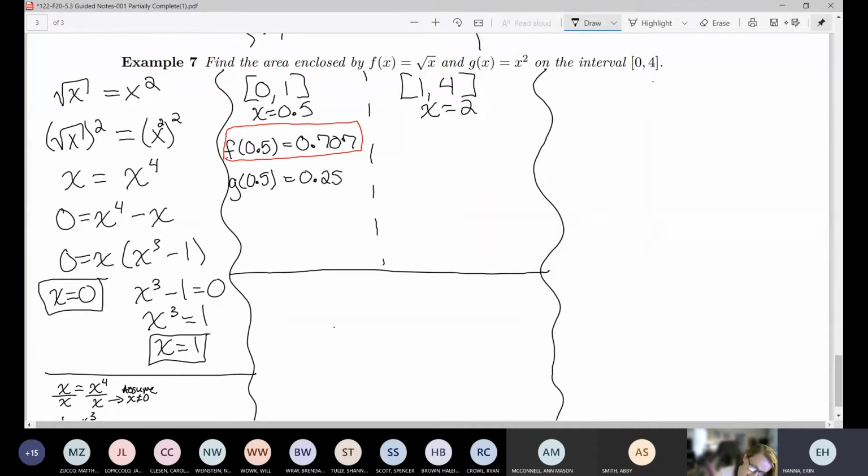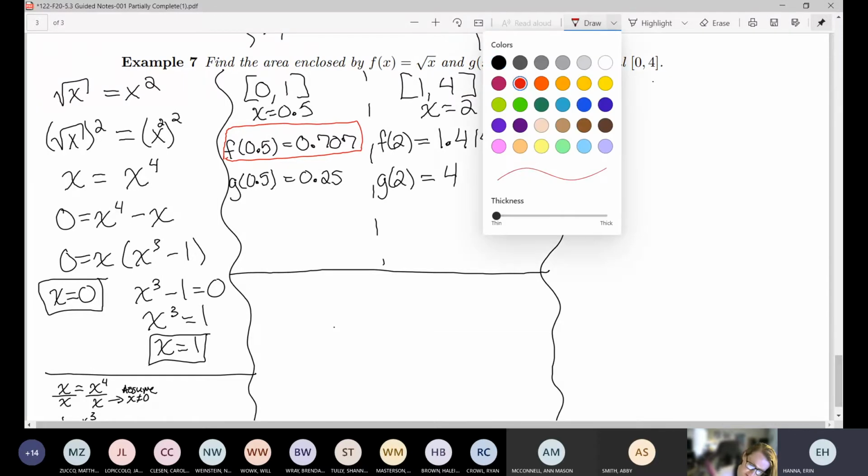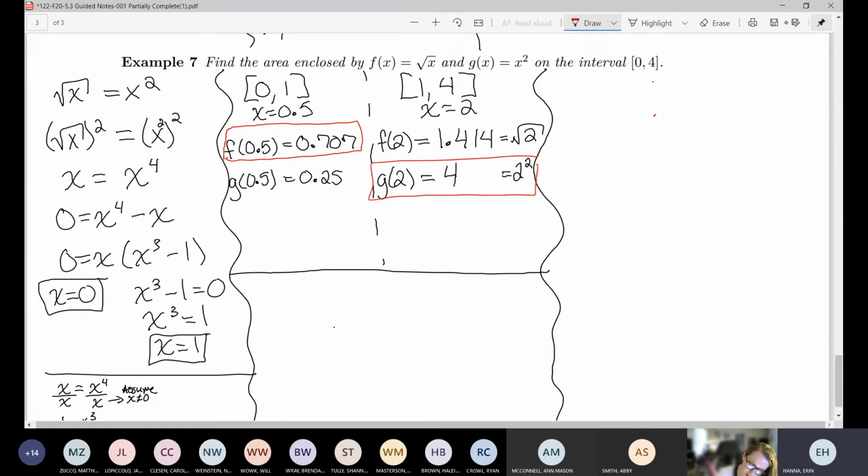And then if I do the same thing for x equals 2 for the second interval, square root of 2 is approximately 1.414. And then 2 squared, so let me write it a bit more fully on this side. And then 2 squared is 4. Which one of those two numbers is larger? 4. So now g of x is on top.